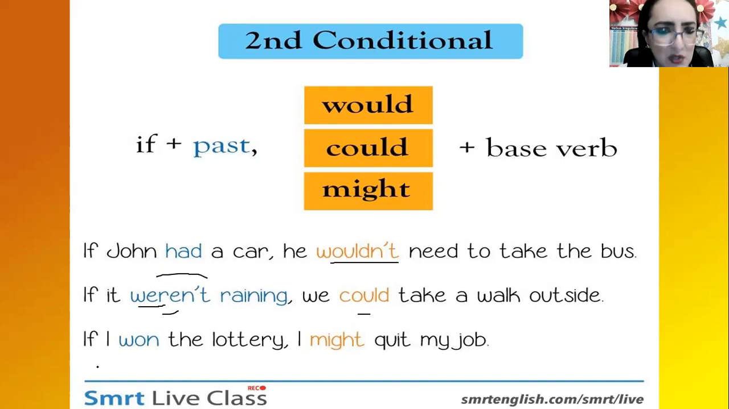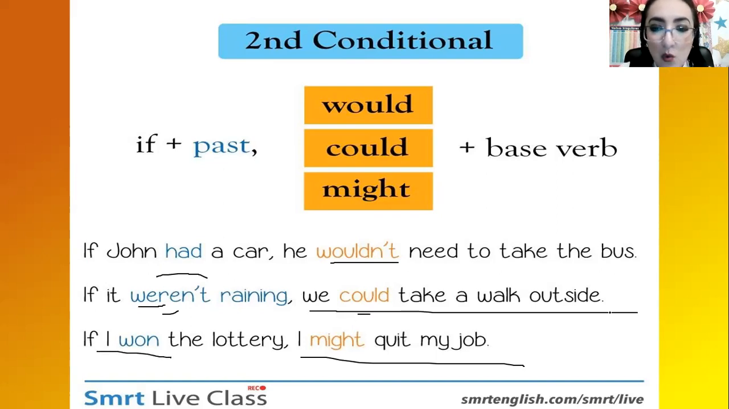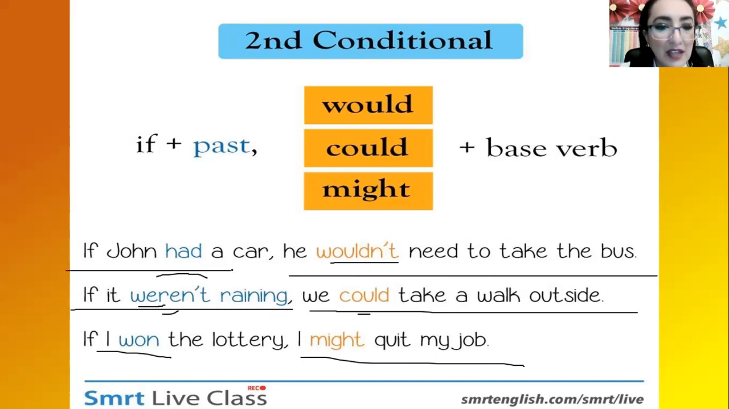If I won the lottery, I might quit my job. I might quit my job if I won the lottery. We could take a walk outside if it weren't raining. He wouldn't need to take the bus if he had a car, if we don't want to mention the names, okay? What do you think?